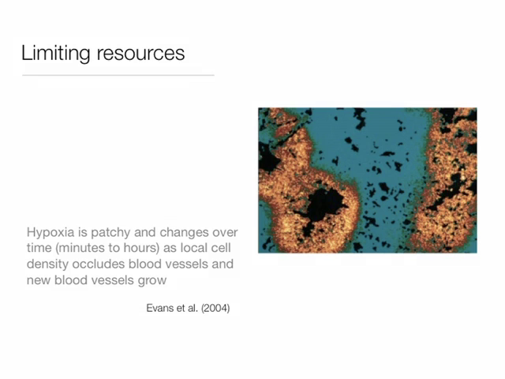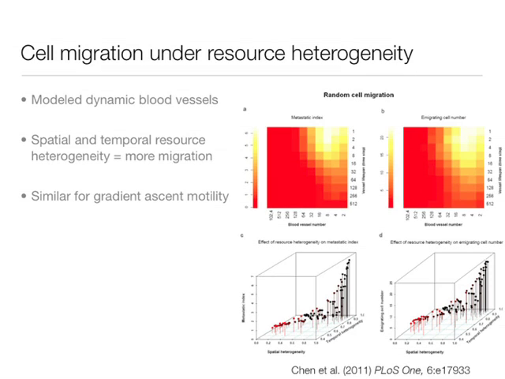And Carlo and some of his colleagues did a model of the evolution of cell migration when you do have vessels being occluded and new vessels growing. And basically what they found is that the more spatial and temporal heterogeneity in resources, the more migration there was. And this was similar for both random migration and for gradient ascent motility. So what if we look at the clinical literature here?